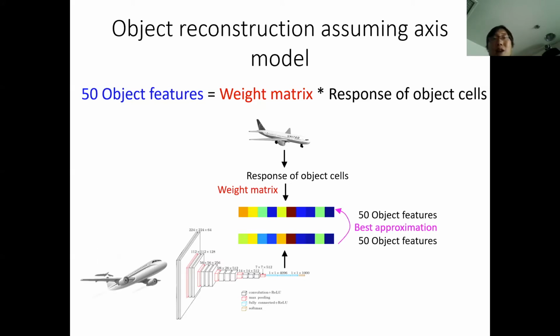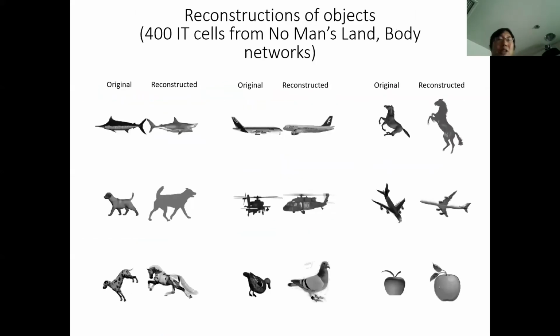And then we found the one that has the closest object feature value, and we call this object our reconstructed object. Here you can see some examples of reconstruction using just 400 IT cells, the cells coming from the no man's land plus a body patch, since we have the most cells from these two networks. You can see we often get the size and the symmetry wrong, but otherwise they're pretty good.